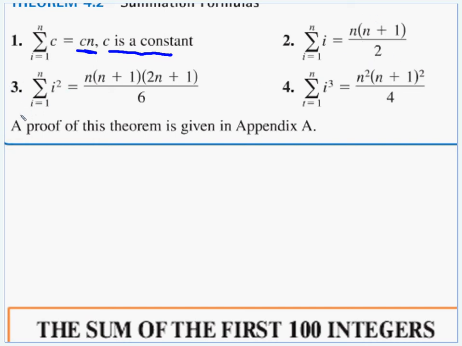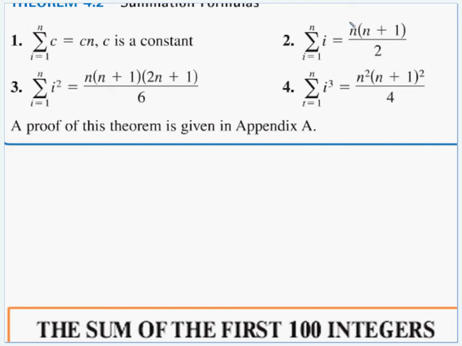Number 3 over here, i squared, is sort of the odd one. So the i squared summation is kind of the same. We have the n times n plus 1 that we saw up here. Our denominator's now a 6, though, and we've got a new term, 2 times n plus 1 for i squared. If you are curious, you can see the proofs of those theorems in Appendix A in the book.